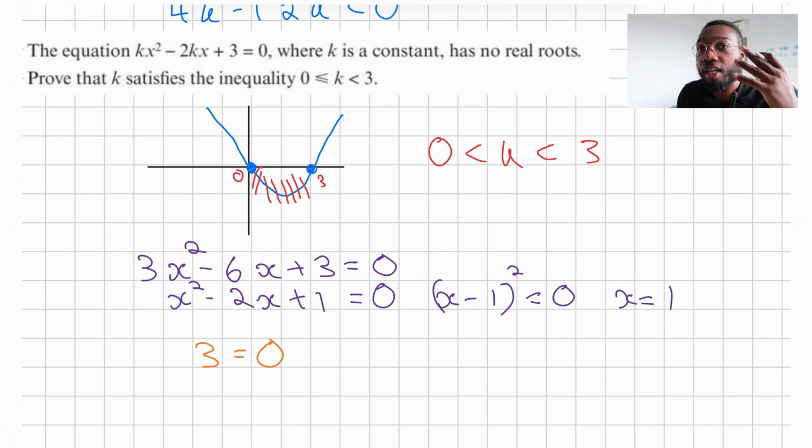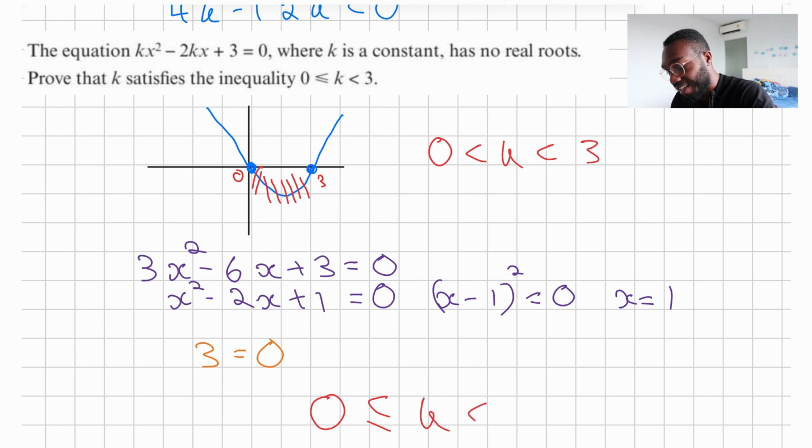So that's why in this question, we include that equals sign, so it's less than or equal to. So actually, that is why our answer is 0 is less than or equal to k, which is less than 3. Because when k is equal to 0, we don't have any solutions, we don't have any roots. Therefore, it is 0 less than or equal to k. But when k is equal to 3, we do have roots. Therefore, we don't want to include it. Therefore, it's just less than 3.